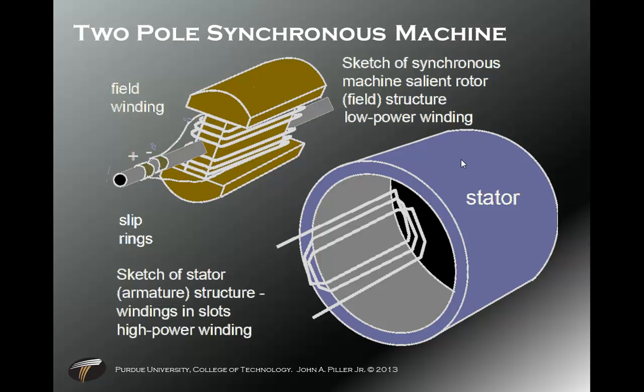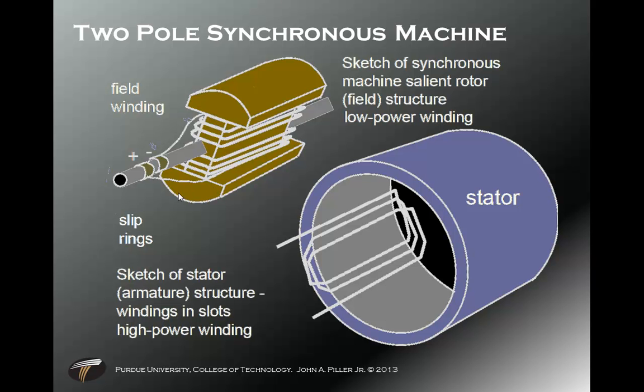Here's another drawing of a synchronous machine. We call this a two-pole. This here is the rotor, and that's two poles, north and south. So there's two poles on this machine. Poles come in even numbers, 2, 4, 6, 8. We're going to talk the next couple slides about that.